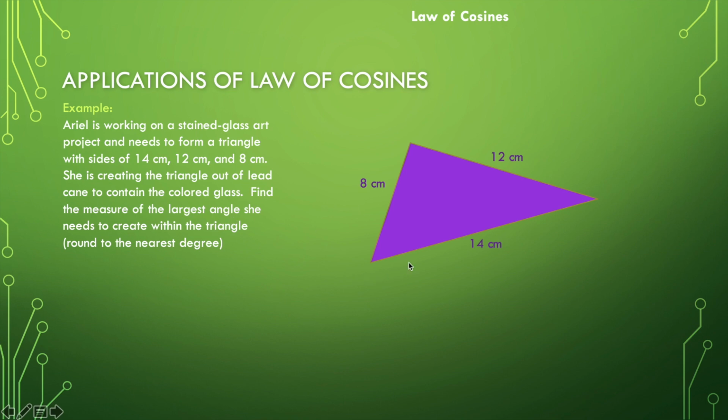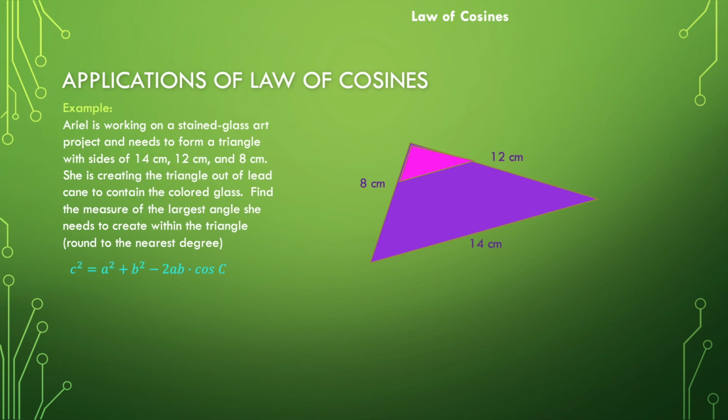Okay, well, we know the largest angle is going to be opposite the longest side. So we're looking at this angle here. I know it doesn't line up perfectly, but you get the picture. And so now we just need to apply the law of cosines and solve for that angle measure.